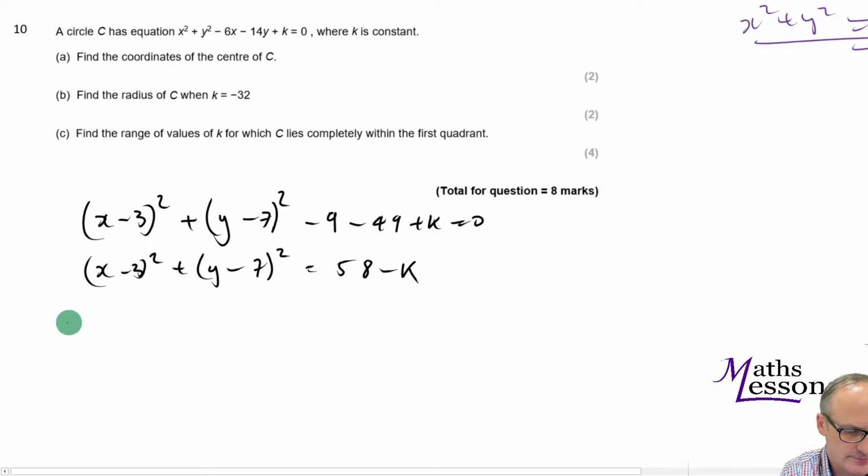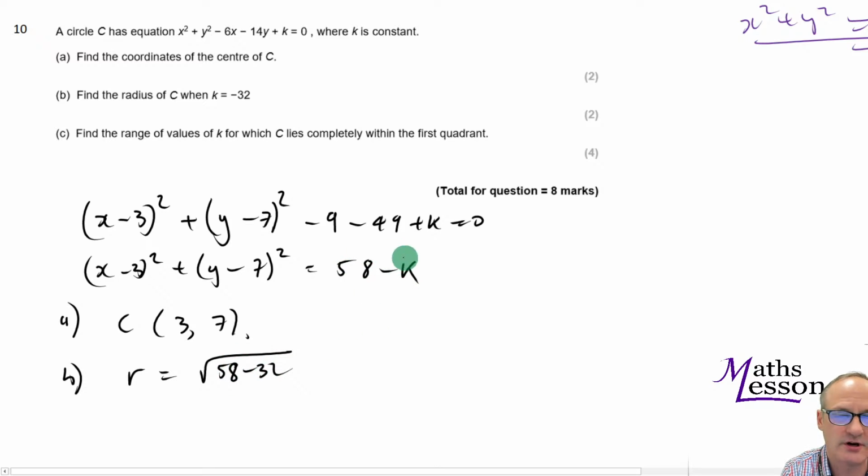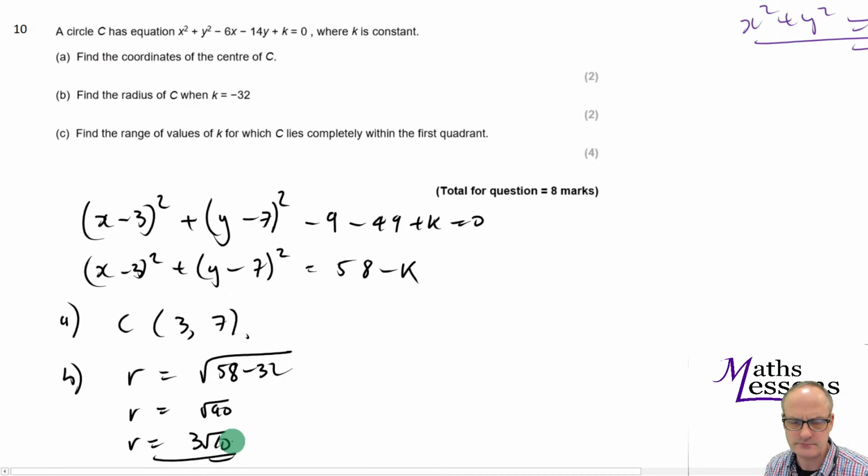So part A, the centre is going to be at the point 3, 7. And we want to find the radius when k is minus 32. So r will equal the square root of 58 minus 32. Remember, whatever is on this side is the square of the radius. So therefore, r will equal the square root of 90, which is equal to 3 root 10 when you simplify that down.